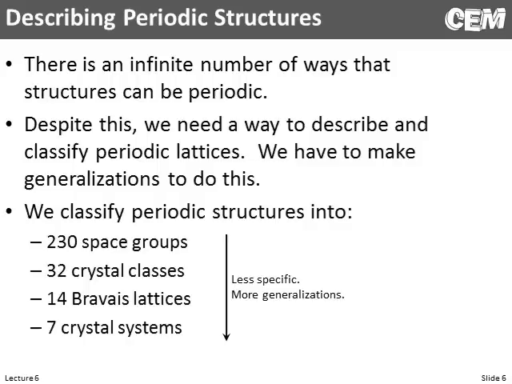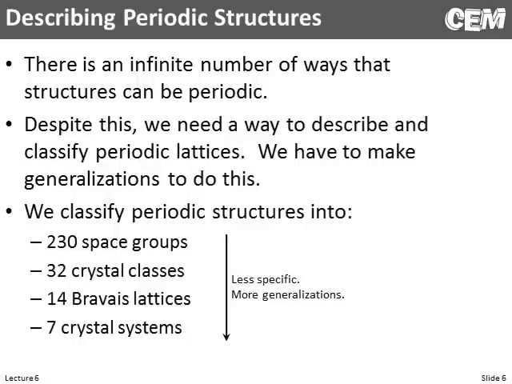So if something's periodic, we need to start putting some rigor to how we describe that. And there's actually an infinite number of ways that things can be periodic. So we need some kind of simplification or something to do here. So we classify periodic structures.